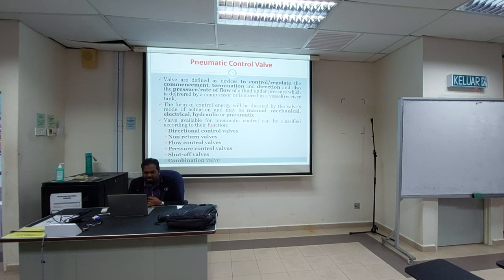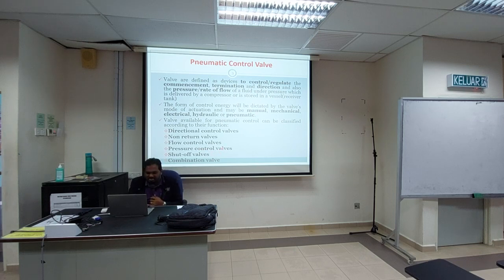Okay, so valves available for pneumatic control can be classified according to their function. We have a directional control valve, the name says it all: you want to control the direction. Then the non-return valve. You don't want the compressed air to come back, so only one way. That is a non-return valve. Flow control valve: you want to control the flow, meaning how much air enters. Regulation and so on are all under there. Then you have a pressure control valve, where you want to control the pressure.